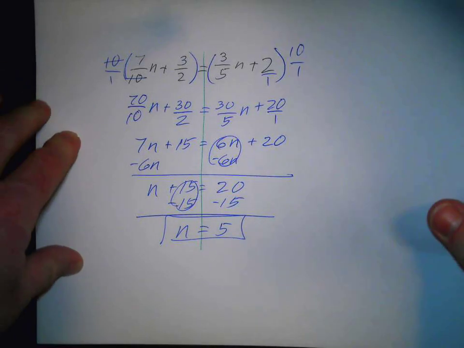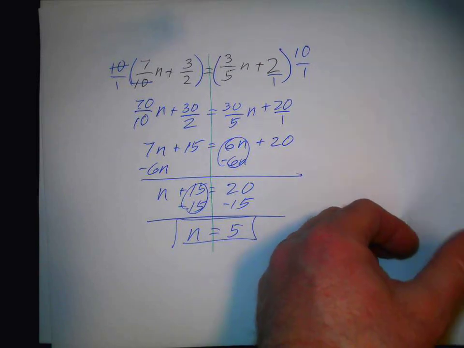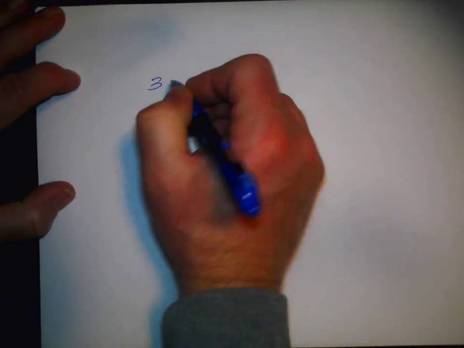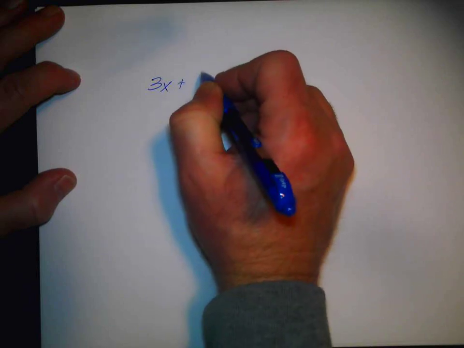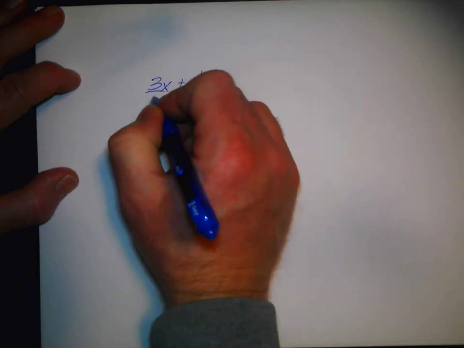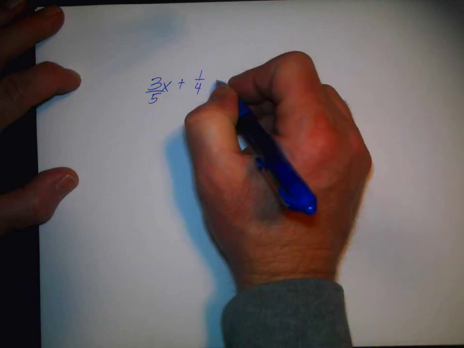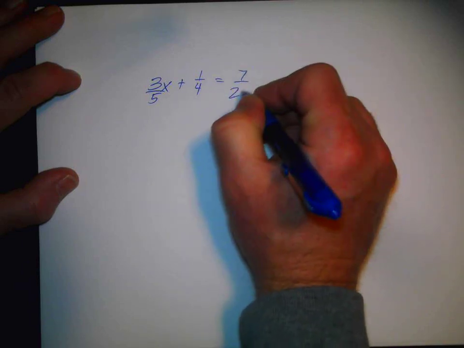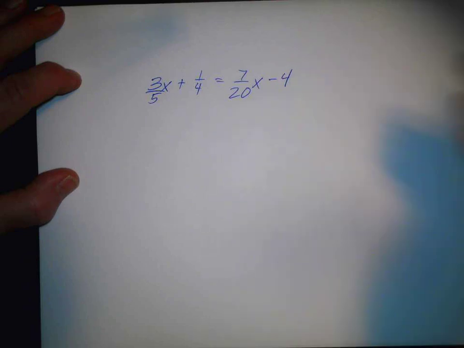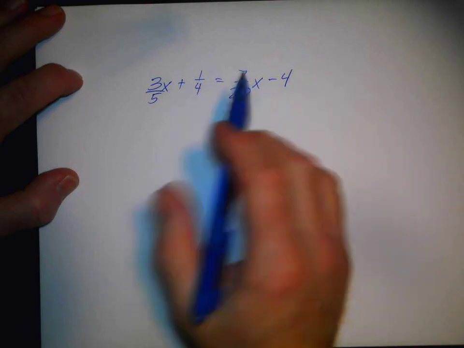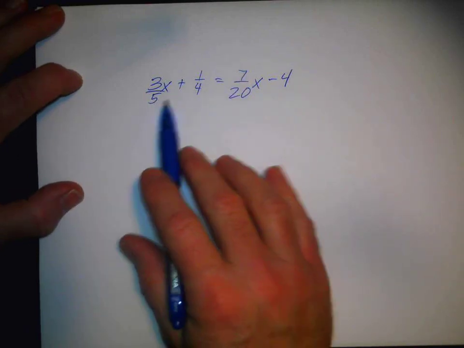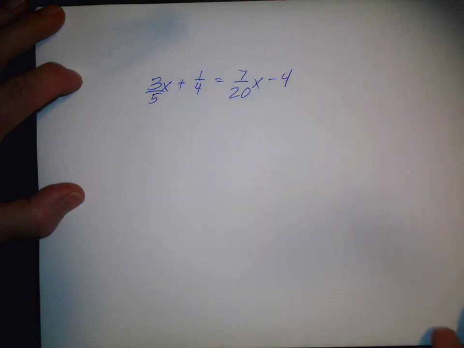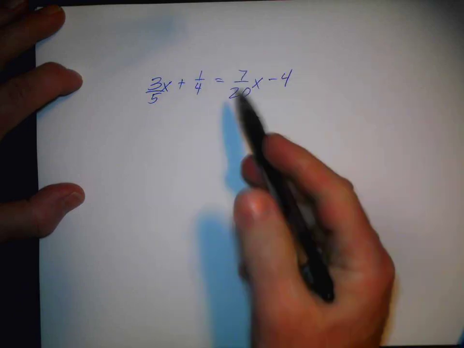Okay. My next example is 3/5 x plus 1/4 equals 7/20 x minus 4. Well, same thing here. The first thing I need in this case is a common multiple between 5, 4, and 20. That common multiple is going to be 20.